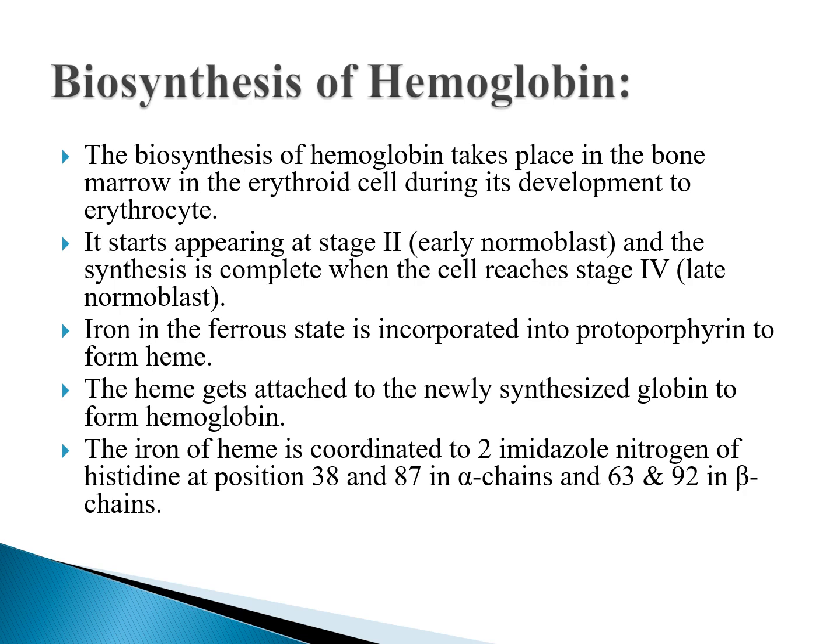Iron in ferrous state is incorporated into protoporphyrin to form heme. The heme gets attached to the newly synthesized globin to form hemoglobin. The iron of heme is coordinated to the 2-imidazole nitrogen of histidine at position 38 and 87 in alpha chains and 63 and 92 in beta chains.